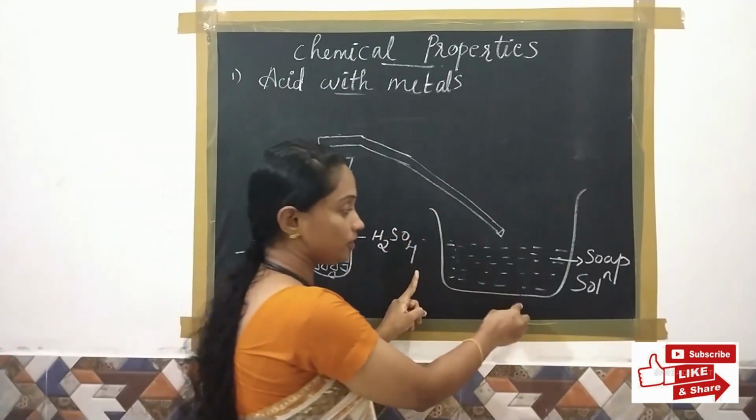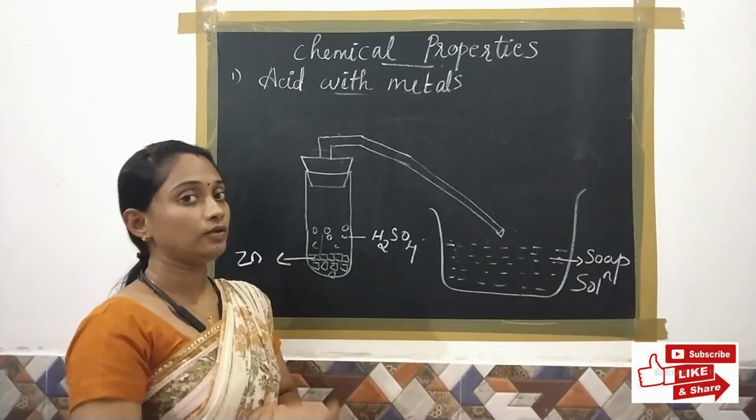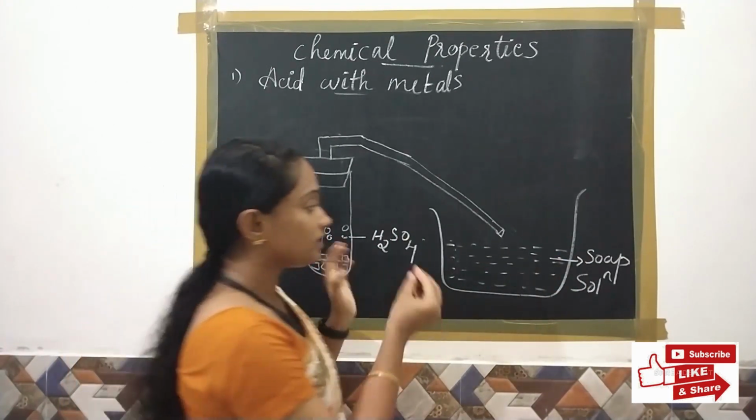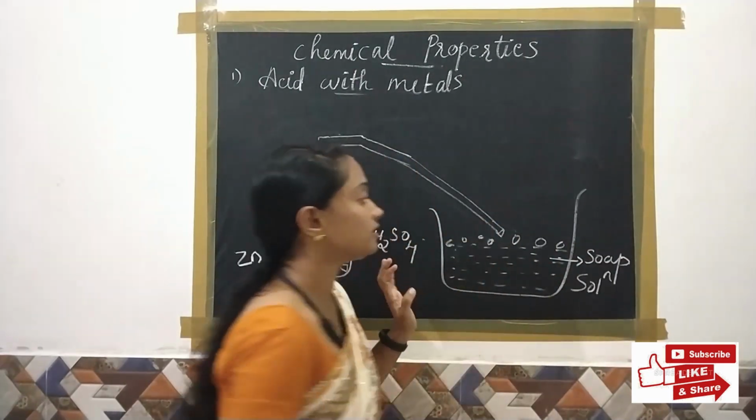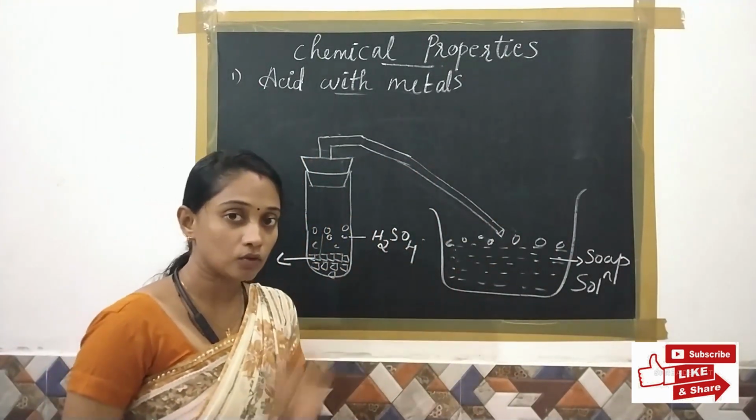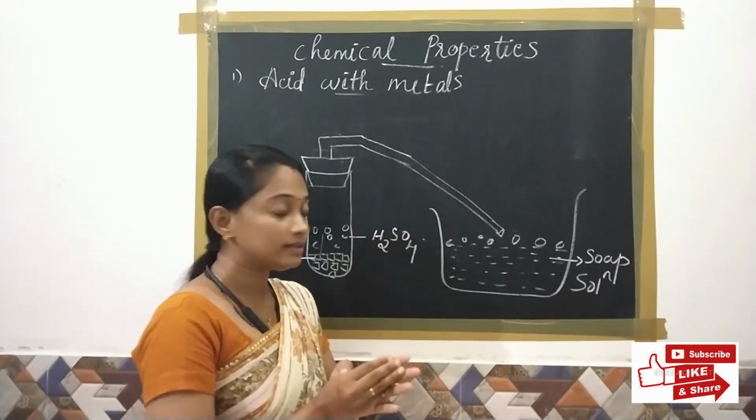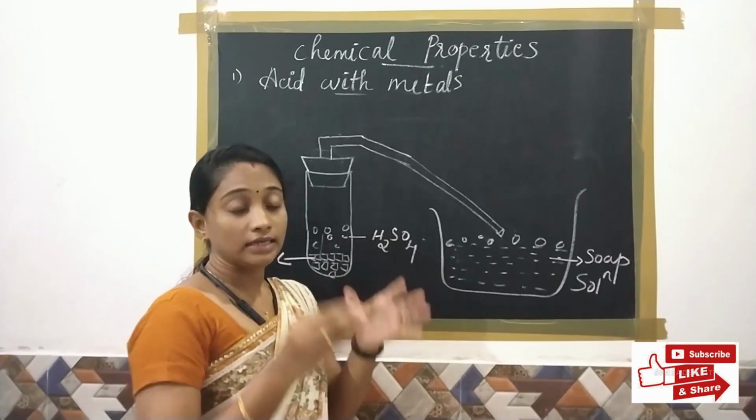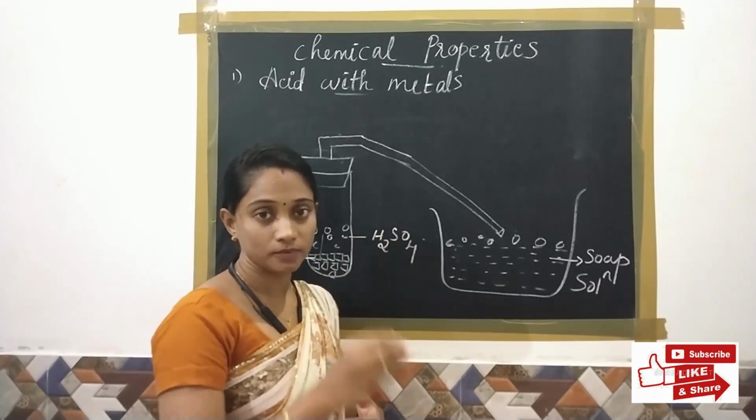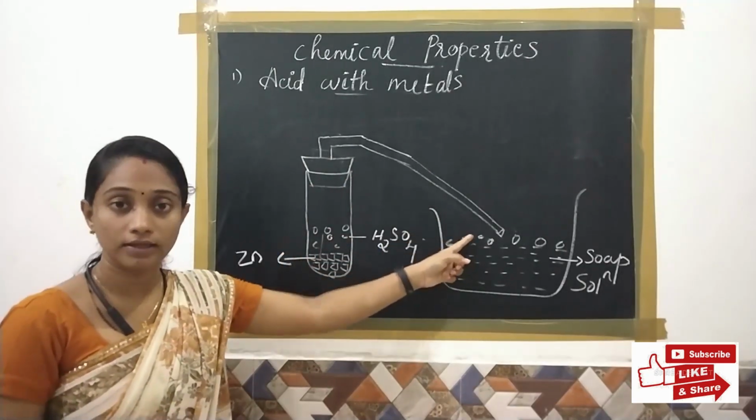This next beaker contains soap solution. Then you can observe that some gas bubbles are present in the soap solution. Then bring a burning candle near these bubbles, and you can see a tiny explosion with a pop sound. It shows that the gas evolved is hydrogen.